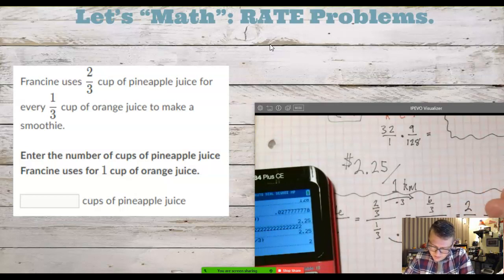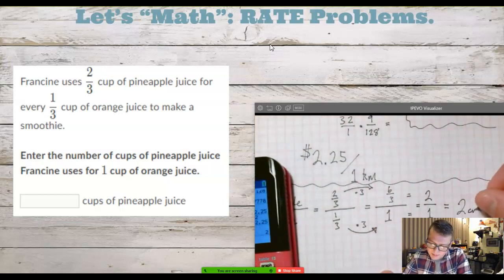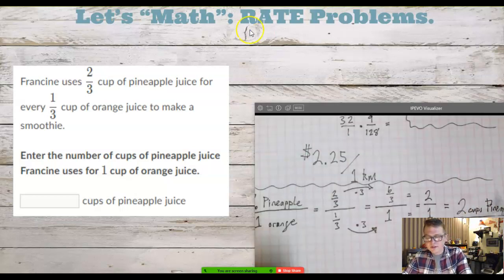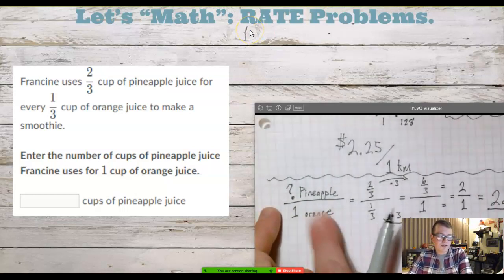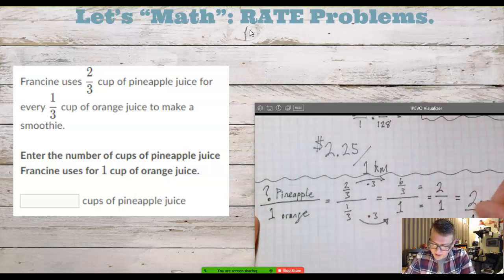over 1. Now we need to give it a label. That is 2 cups of which juice? Pineapple over, what'd they say we want 1 cup of? 1 orange. Yeah, 1 cup of orange juice.